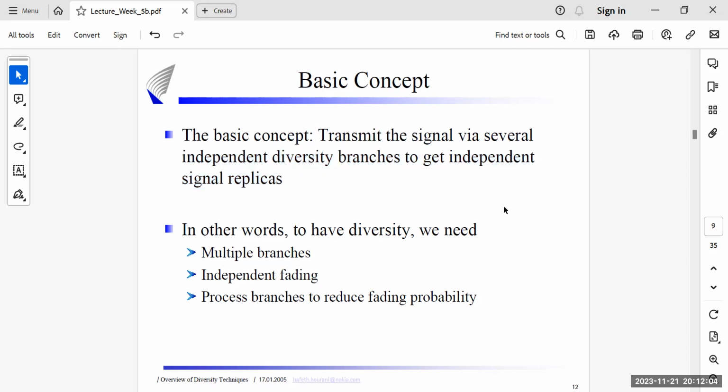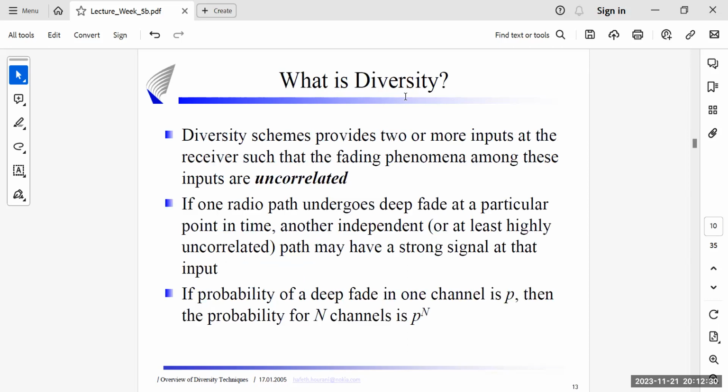But you have to transmit the signal via independent diversity branches to get independent signal replicas. You don't get signals that are dependent upon each other. You get independent signal replicas. So in other words, to have diversity, the first thing you need is multiple branches. You need independent fading on all of these branches, and you need to process the branches to reduce the fading probability.